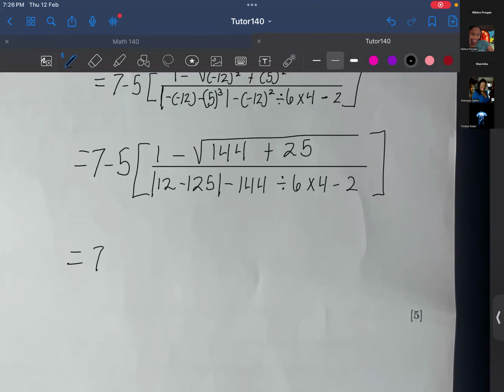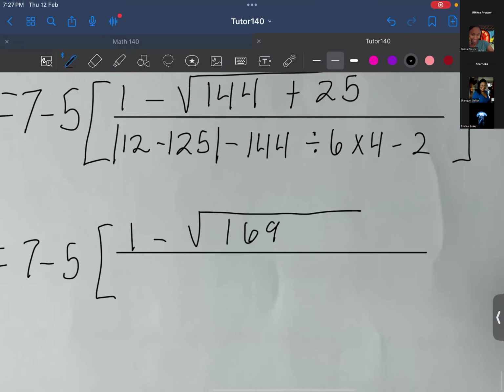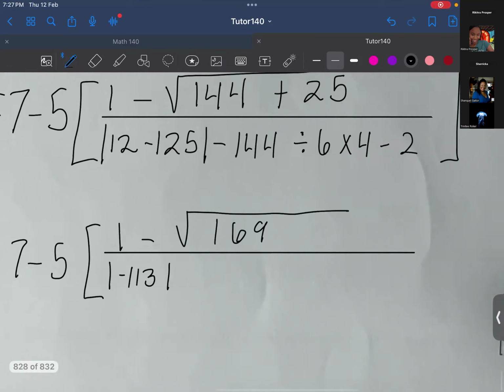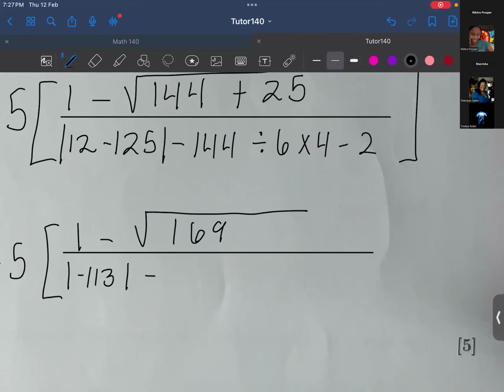Now, 7 minus 5, 1 minus 144 plus 25. 144 plus 25 is 169. So 1 minus the square root of 169 divided by the absolute value of 12 minus 125. That's the absolute value of negative 113. Minus 144 divided by 6 times 4 minus 2.